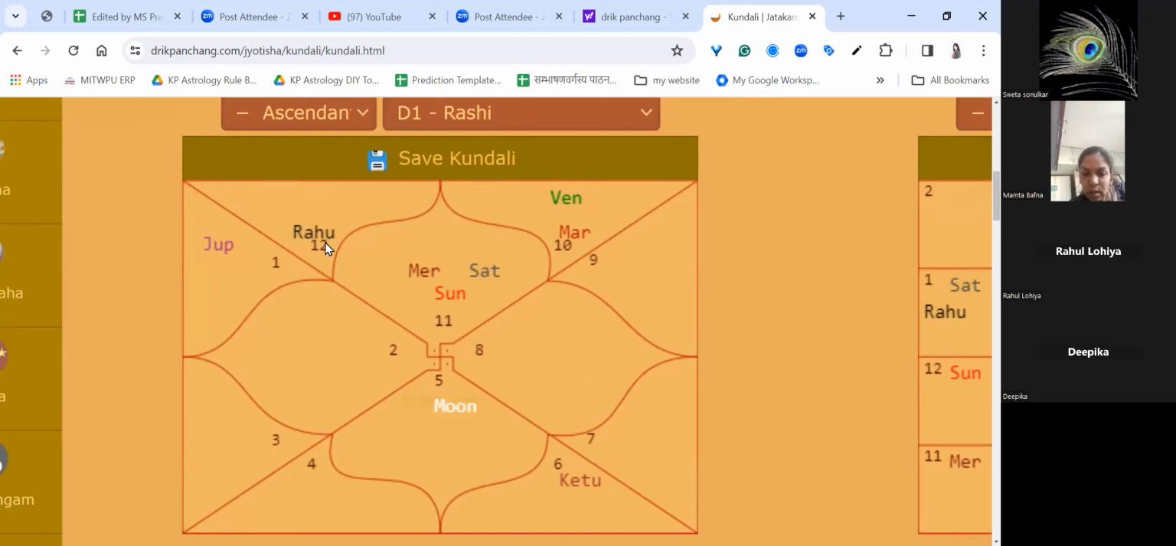See, in North Indian, the house is fixed, so what is written down will be the Rashi. In South Indian, the Rashi is fixed, so what is written down in different places, those numbers will be the house number. Pisces. Okay? Shweta, tell me, where is Ketu?